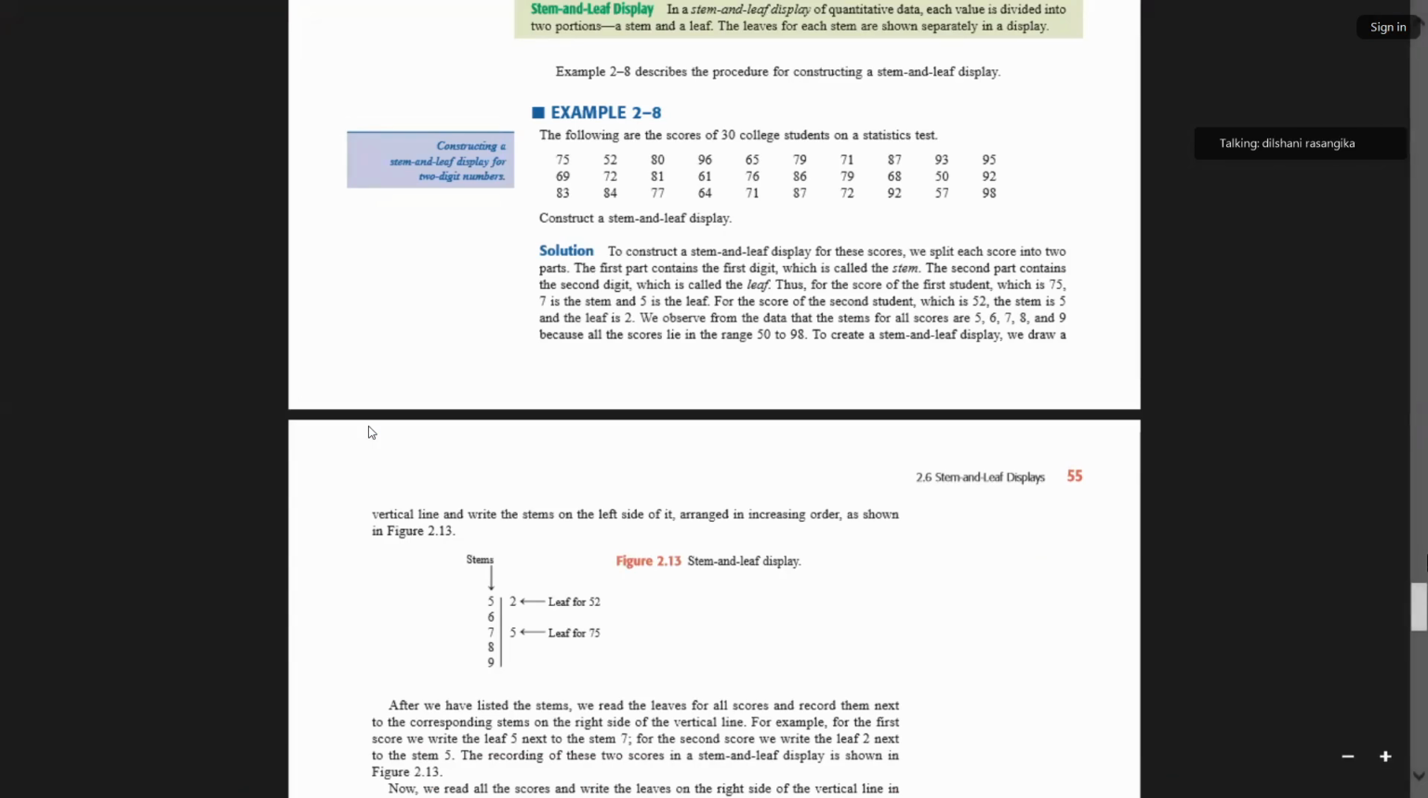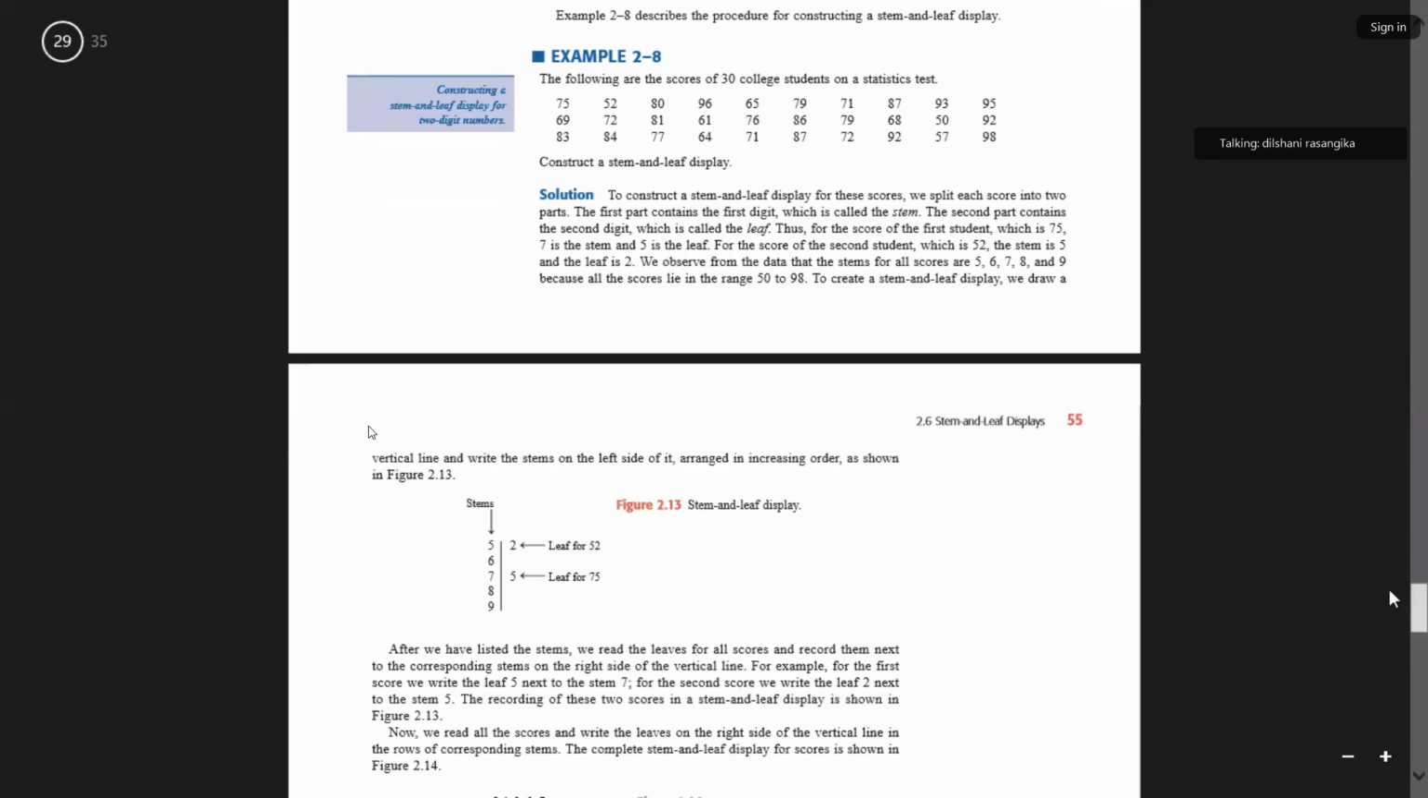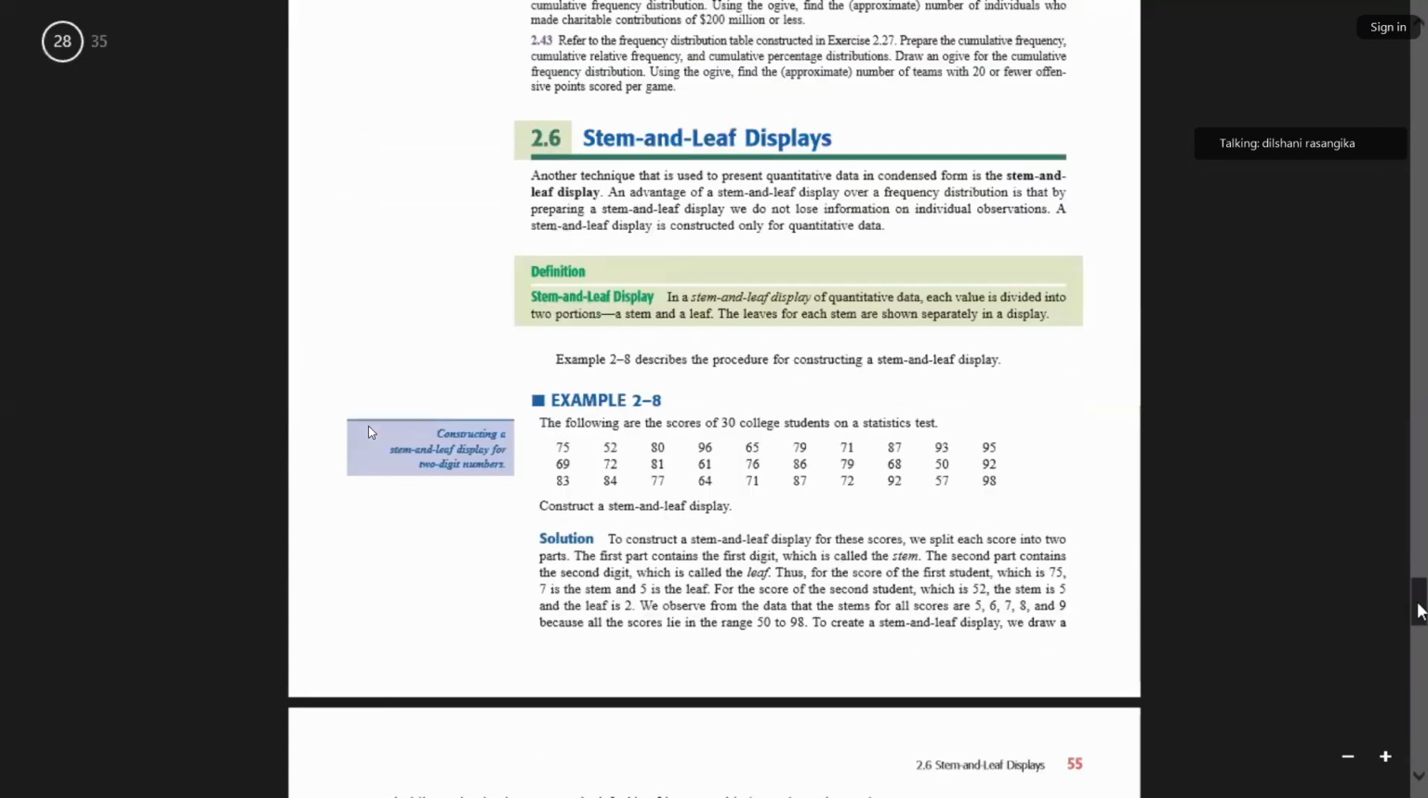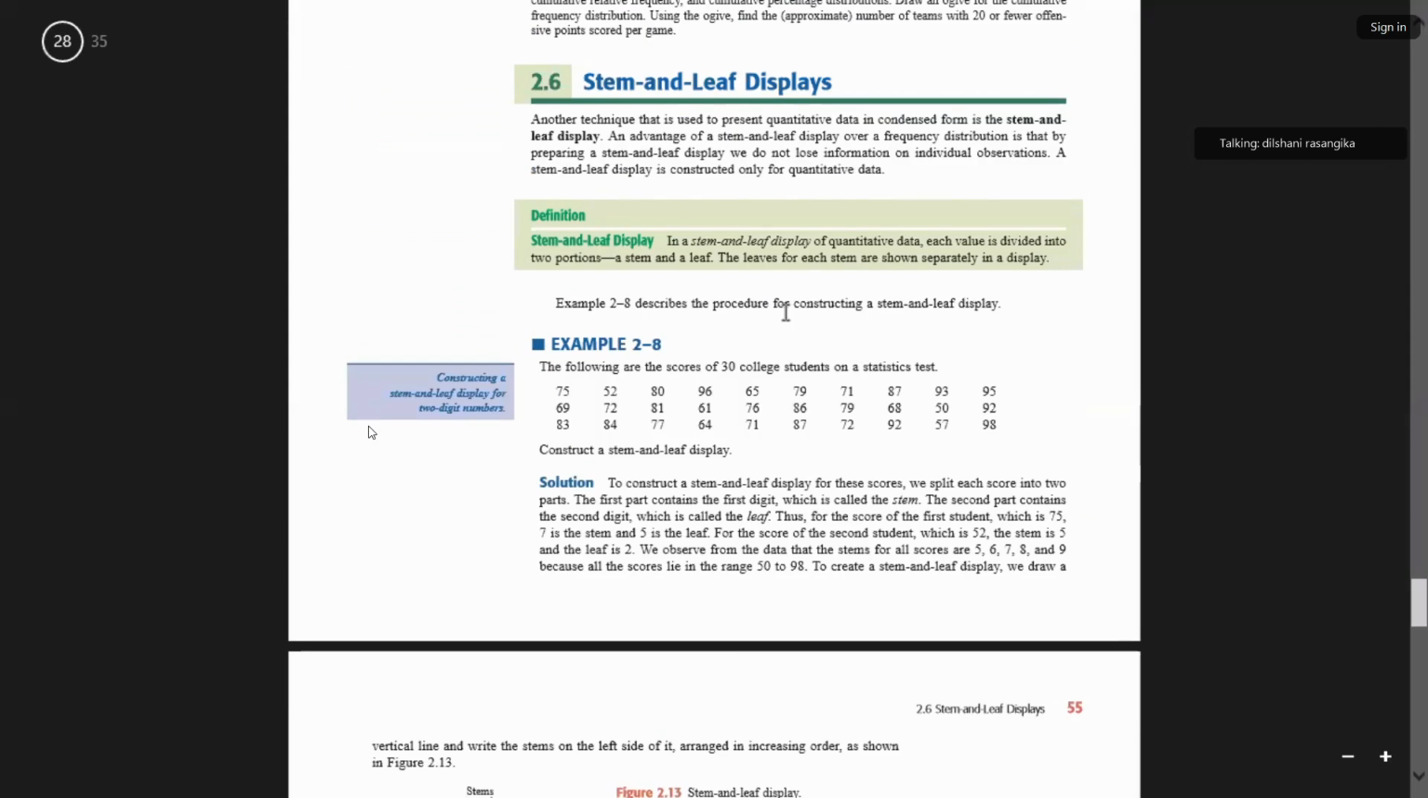Okay, then this is not necessary to discuss. If anyone doesn't need to join this part, he or she can leave. I'm going to discuss the stem and leaf diagram because of your request, right?